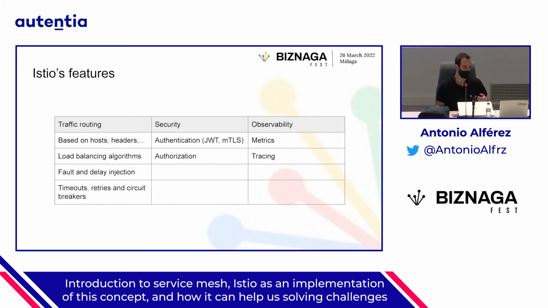With regards to security, Istio provides authentication of the parties involved in communication, or in this case, the services or virtual machines that are involved in the communication.